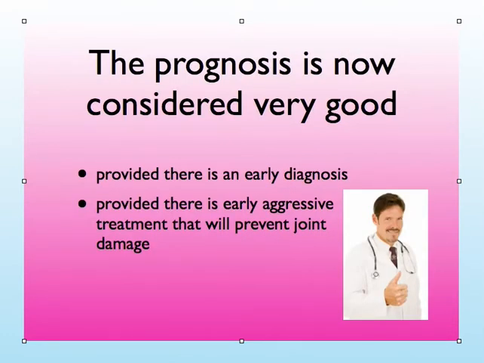The one thing about rheumatoid arthritis that is especially different compared to osteoarthritis is that the prognosis is now considered to be very good. That is, provided there is an early diagnosis and provided there is early aggressive treatment to prevent joint damage. This has been Dr. Alan Jacobs of the Arthritis Center of Nebraska.